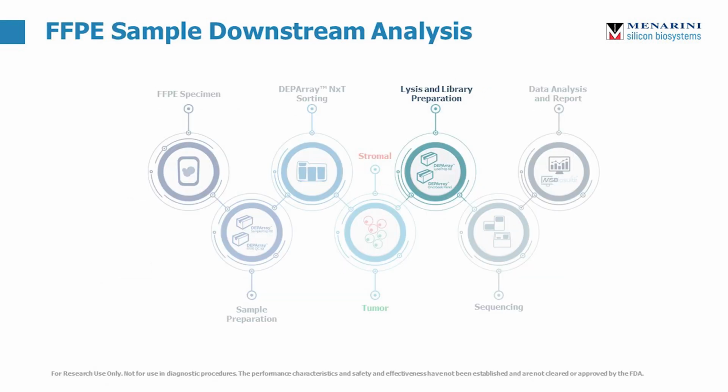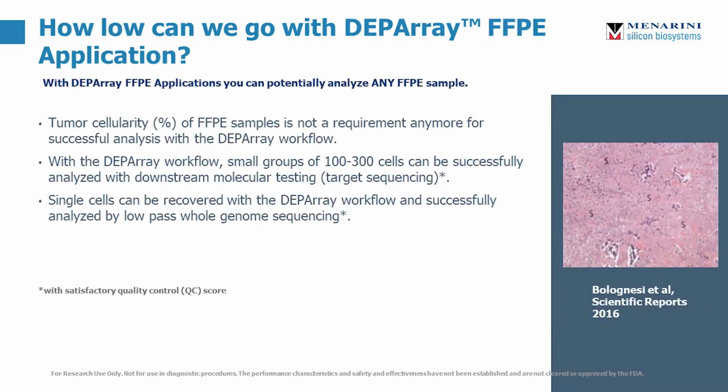So the next step then would be downstream analysis. We need to lyse the cells and do a library preparation. This is an open process. You can use whatever library prep method you want. We do offer one in the Ample One kit line, but let's talk about that. So what are the limits here? How far can we push this?